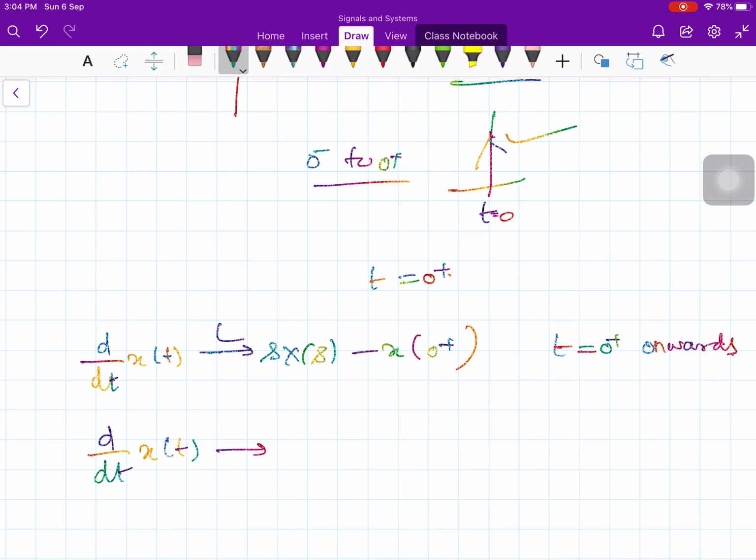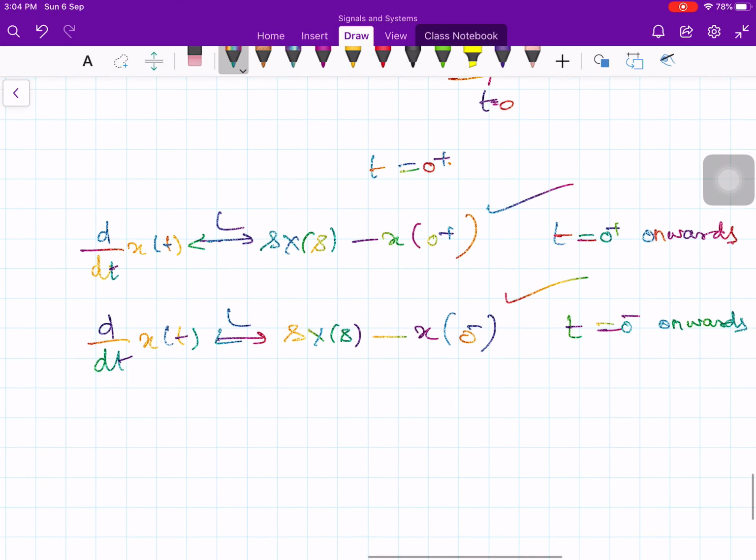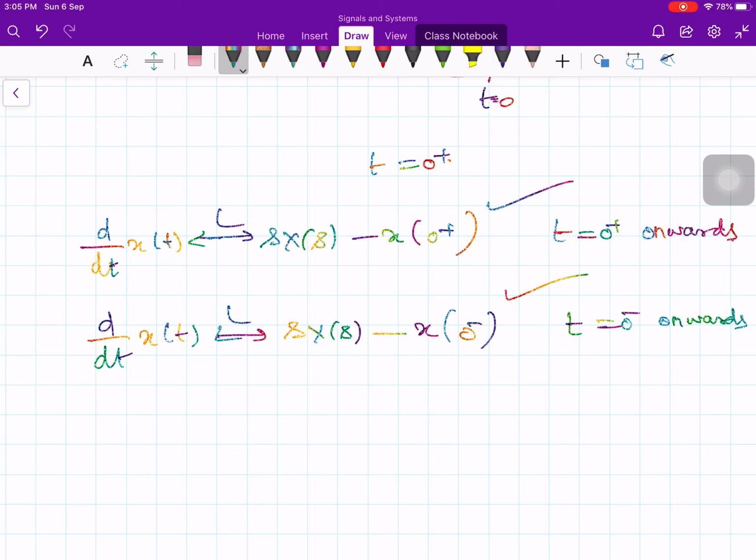Then s times X of s, you take the initial condition at 0 minus. That's it. Nothing difficult in this. So t equal to 0 minus onwards. That is the only difference. So we are talking about the Laplace transform of the derivatives starting from 0 plus in this case and 0 minus in this case. No other difference. So the meaning of this will become clear as we take an example.